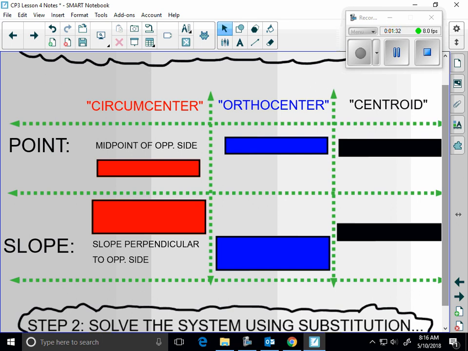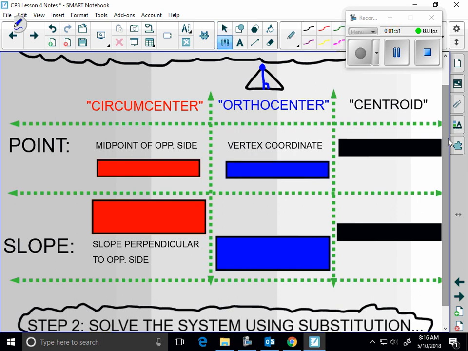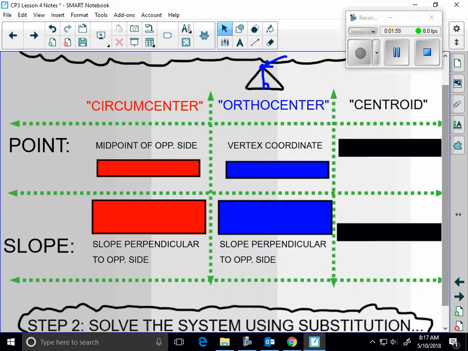With orthocenter, this one might not be as easy to visualize, but the orthocenter is formed by the 3 altitudes, and an altitude starts at a vertex and is perpendicular to the opposite side. So the point that I know or that I can find is that vertex, this point right here. And then the slope will be the slope perpendicular to the opposite side. So I would find the slope of this side right here, do the opposite reciprocal, combine it with this point right here, and I could write an equation of a line.